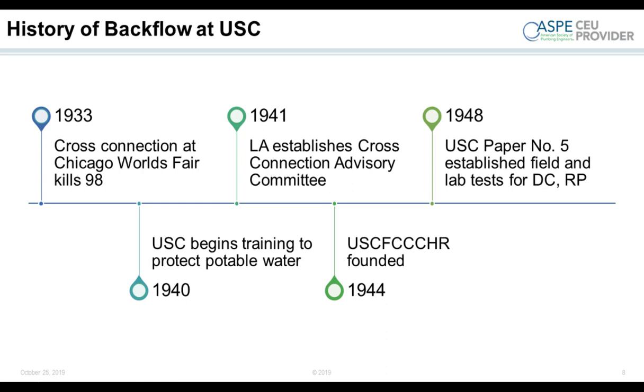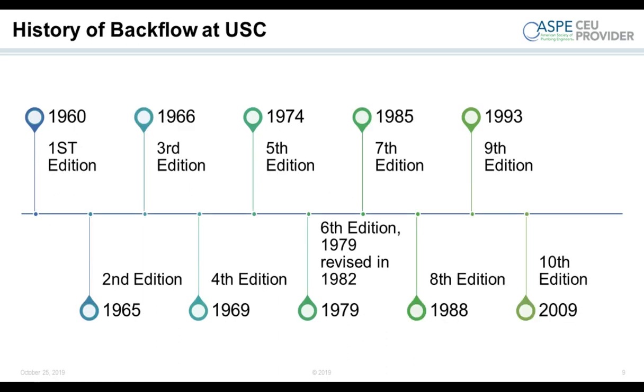So USC published the first laboratory and field evaluation standards for DCs and RPs in their seminal paper number 5 in 1948. And then this was rolled out and recognized nationally as a standard along with ASSE in the 1970s. So here is the history of the backflow manual at USC.